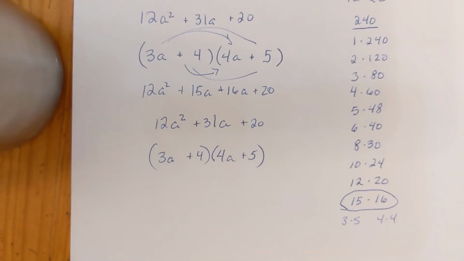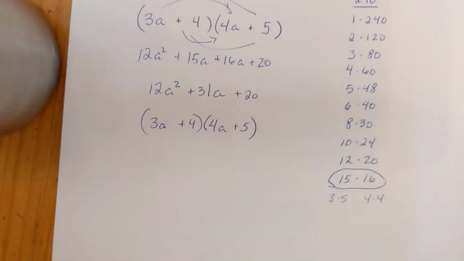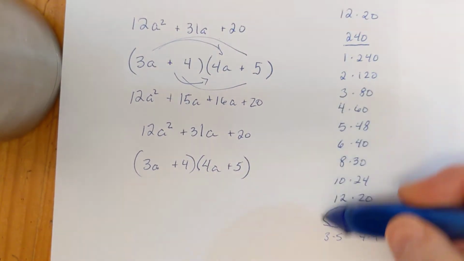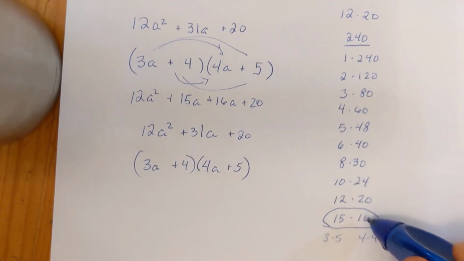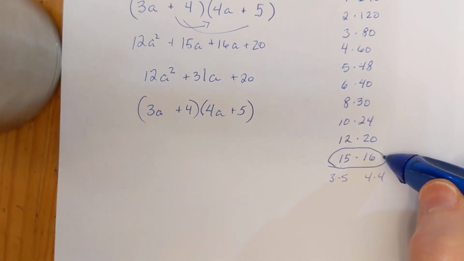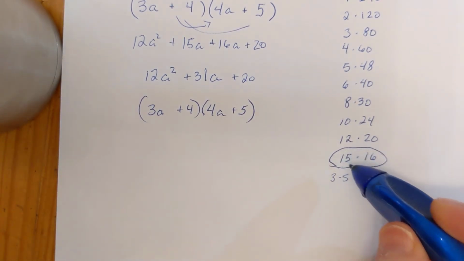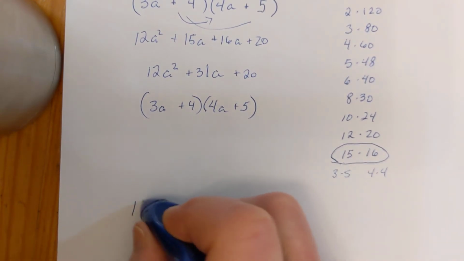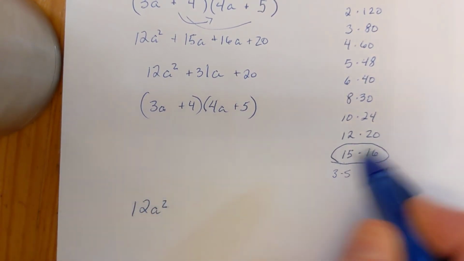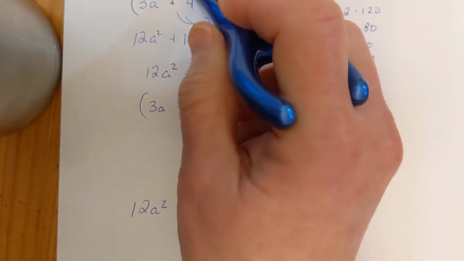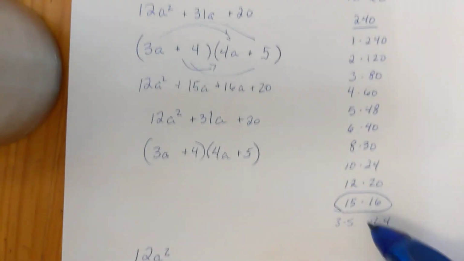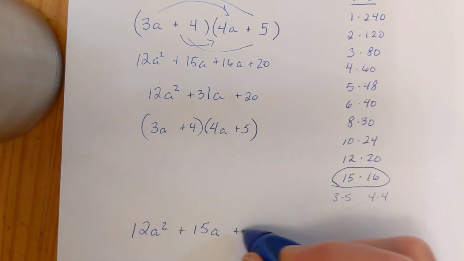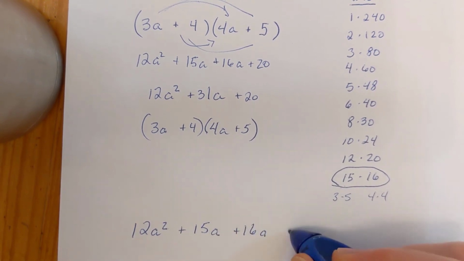Now I'm going to show you another way to do this. Once I've come up with my list, I still multiply these. I come up with my long list. I figure out which ones are the factors I need. I'm going to take my 12a squared, and I'm going to substitute in for my 31a here: plus 15a plus 16a plus 20.